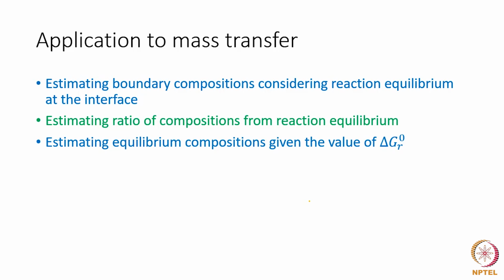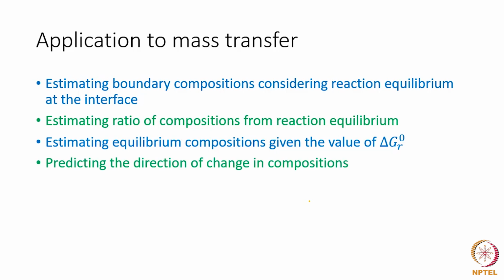We can estimate the equilibrium compositions given the value of delta G naught R as a function of temperature is available. And once the equilibrium compositions are known, then we can see whether the reaction is going to proceed in the forward or backward direction, knowing what is the current constitution of the system. And we can also predict in that sense the direction of change in the compositions. So in a way we know the direction of mass transfer in a system when we know what is the equilibrium and how far we are from the equilibrium, which way should the species change in order to reach the equilibrium.